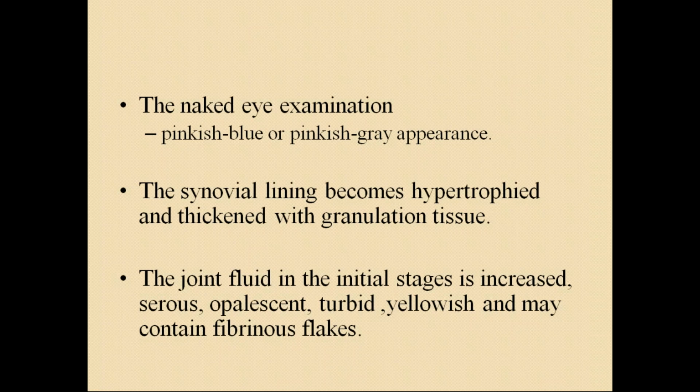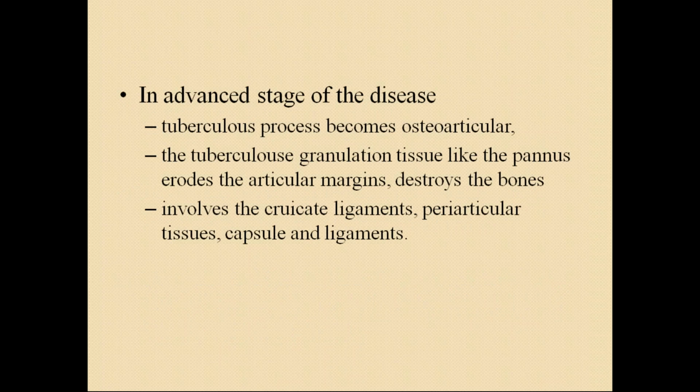The synovial lining becomes hypertrophic and edematous, with granulation tissue. This synovial thickening produces some exudate into the joint. The joint fluid in the initial stages is increased, serous, opalescent, yellowish in color, and very fibrinous in nature. So in the early stages, only the synovium gets involved.